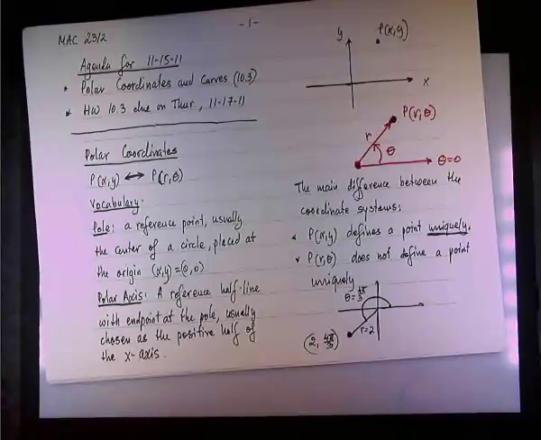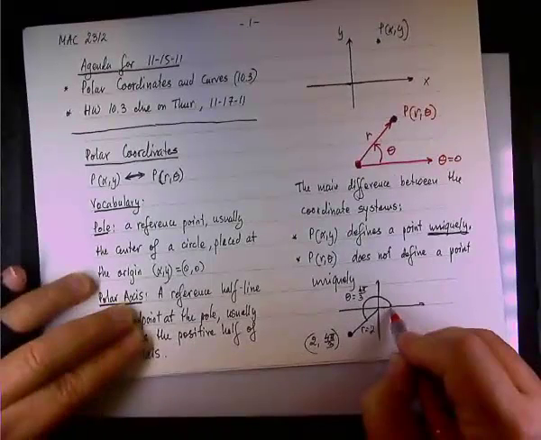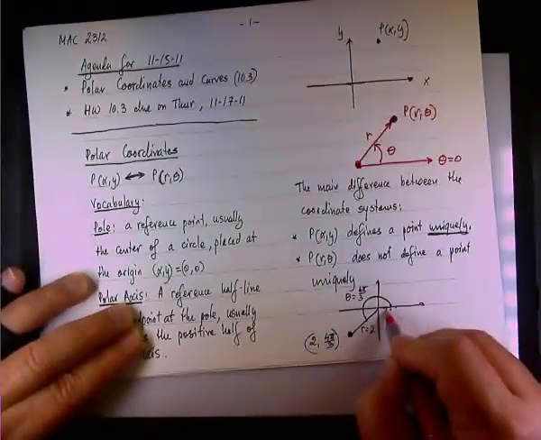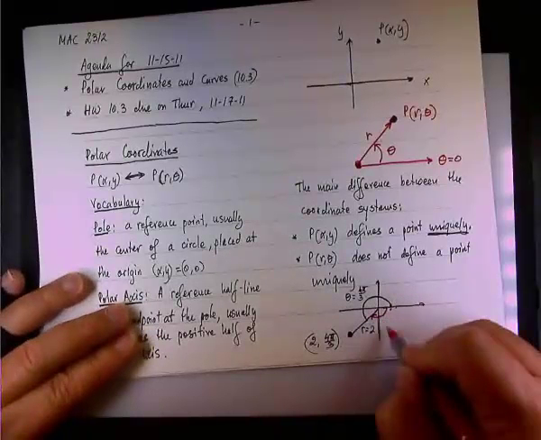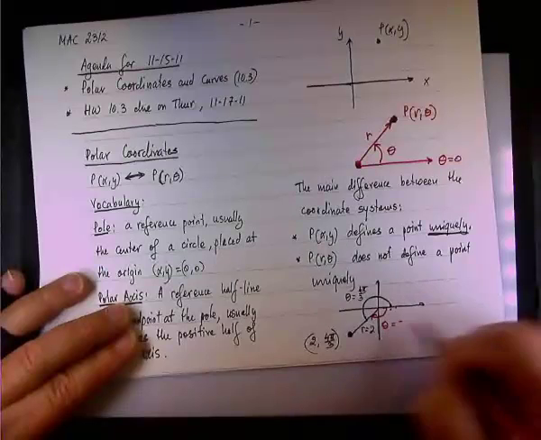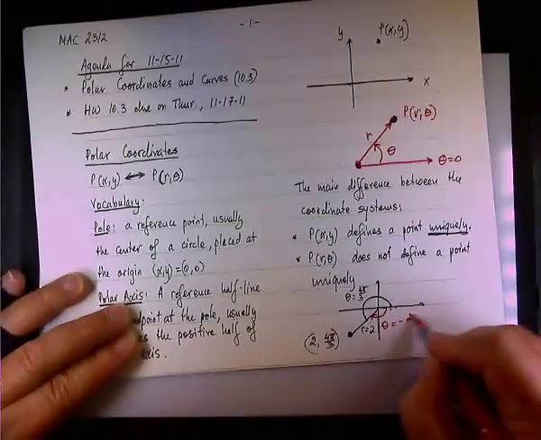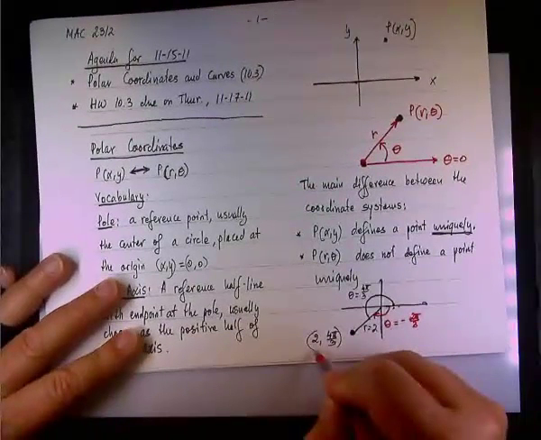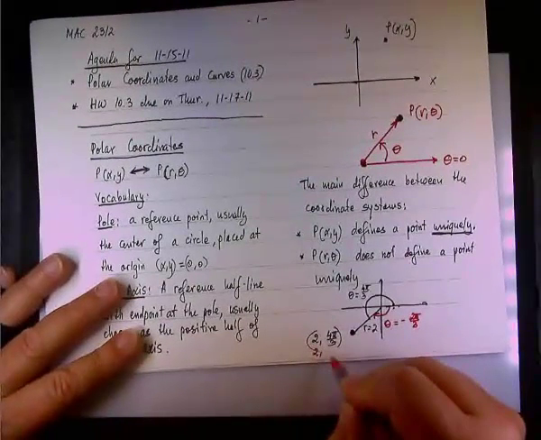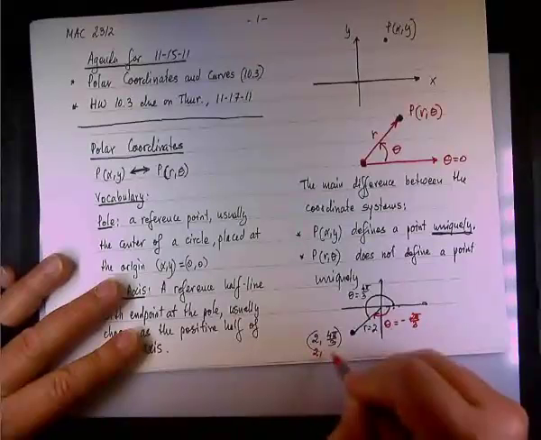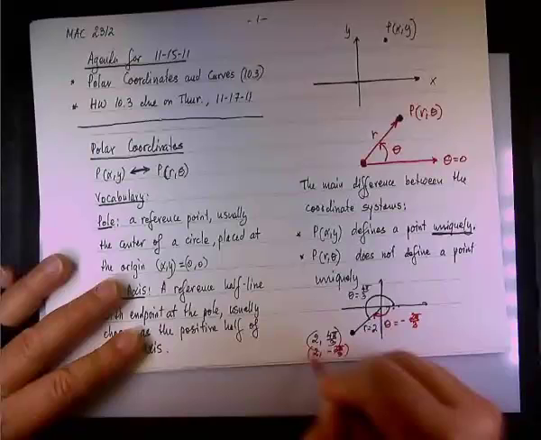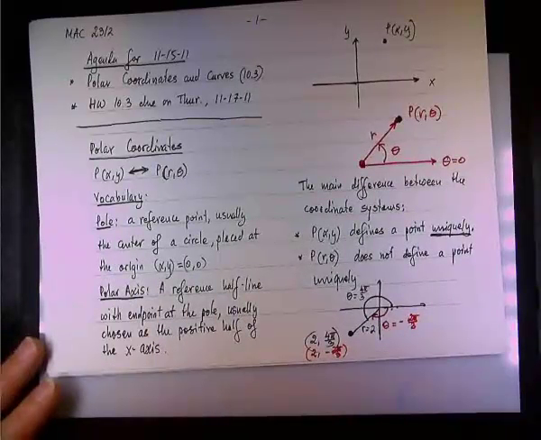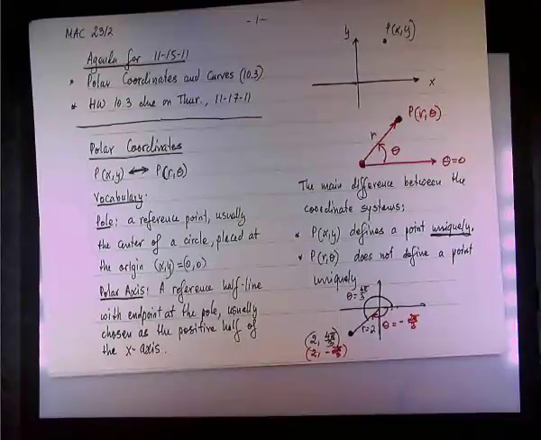On the other hand, I can go in the negative direction, like so, and the angle will be theta equals negative 2 pi over 3. So this point, I can write it as 2, comma, negative 2 pi over 3. And it is exactly the same point.